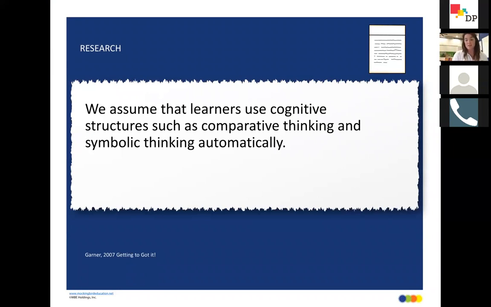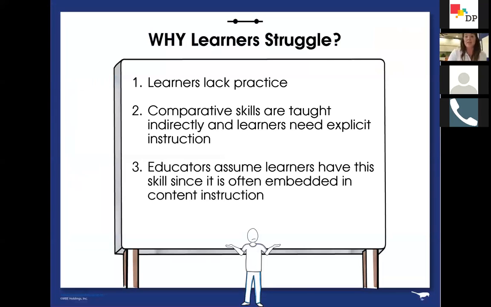We assume that learners use cognitive structures such as comparative thinking and symbolic thinking automatically. And our experience and research tells us that learners are not, especially when learners have been part of ABE programs that really rely and lean on teaching procedural knowledge. So if we're using lots of packets or we're using lots of software programs that teach procedural knowledge and not this bigger comparative critical thinking skill, learners don't transfer that online. Learners struggle with this because they lack practice. We have to explicitly teach these comparative skills, and educators sometimes assume that learners have these skills since it's often embedded in instruction.